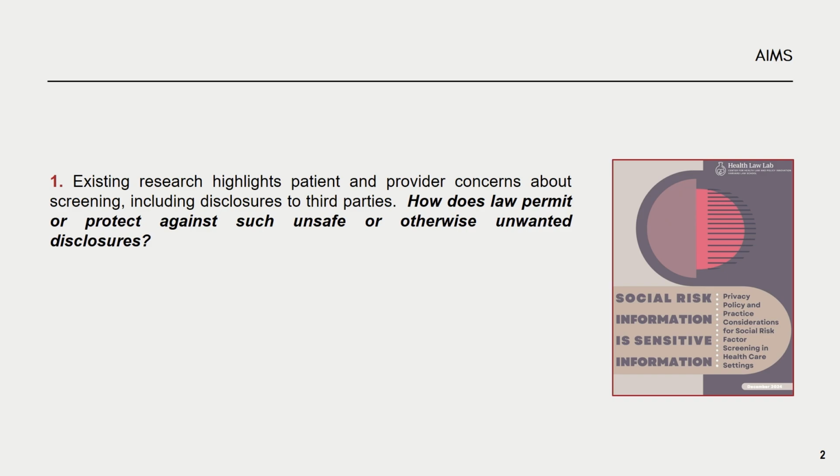And as part of that, we find ourselves at many tables where folks are wondering about privacy and disclosure concerns, right? We read in a lot of the existing research that both providers and community members themselves have fears about sharing their information and potential third-party disclosures. And we found ourselves asking, is there a there, right? How does the law really permit or protect against unsafe and otherwise unwanted disclosures of this social screening information?